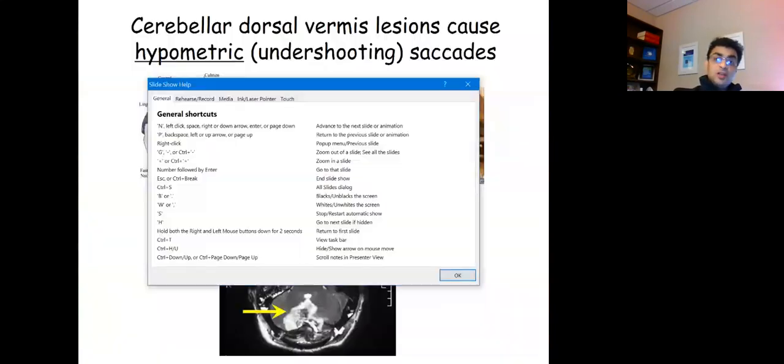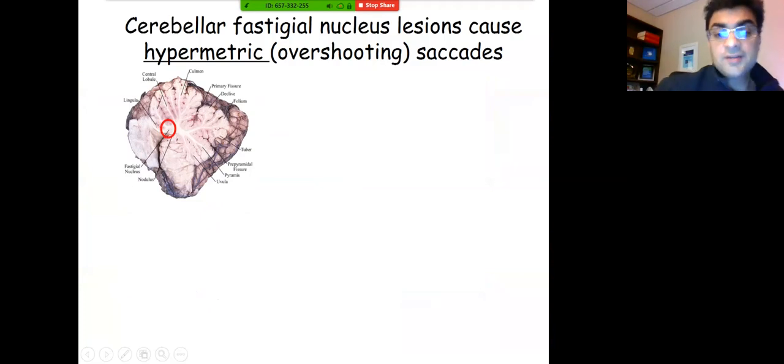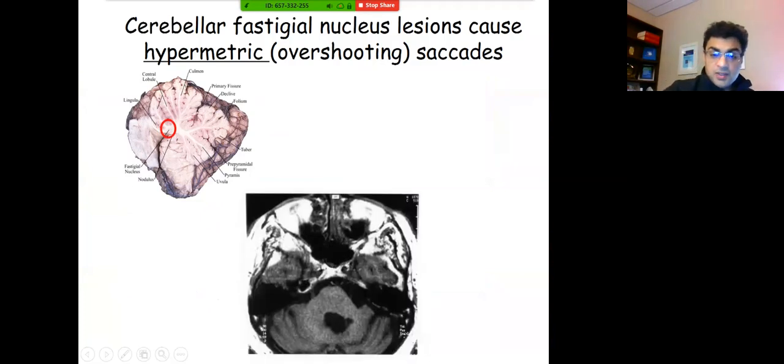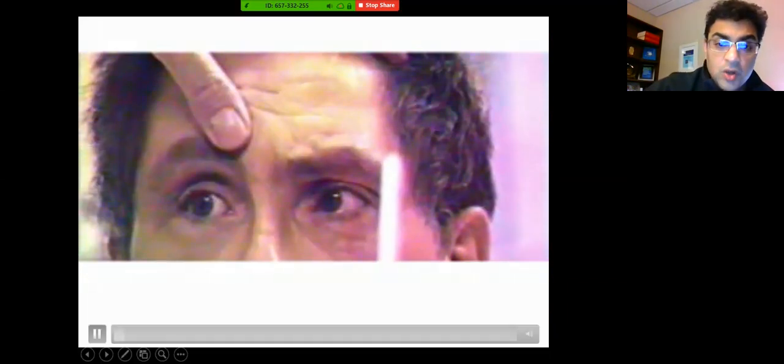So he had undershooting of the saccades as a result of these deficits here. And if you have a cerebellofacial nucleus lesion, which is the area where the vermis is projecting to, you will see the opposite. You will see overshooting of saccades. So over here, this person had a cancer here, and he had a removal of the deep nucleus. In that case, what you see here is that he will have overshooting, hypermetria.